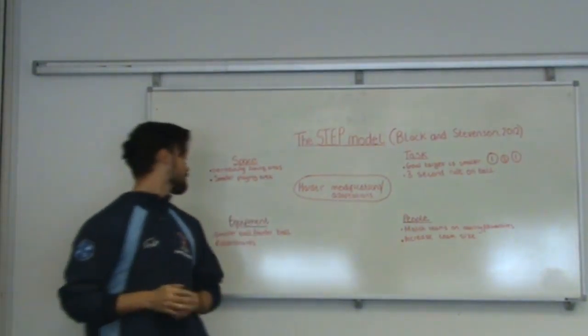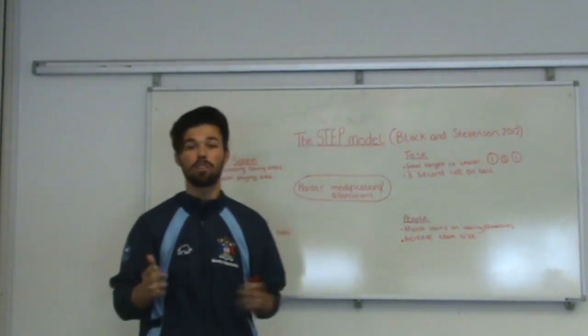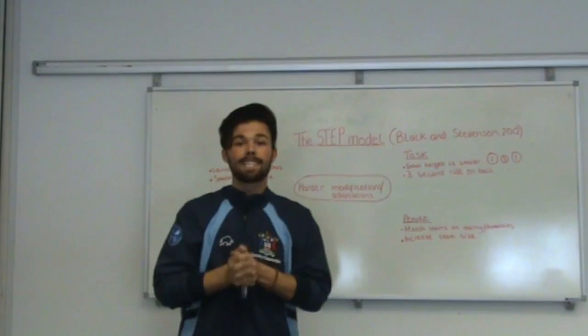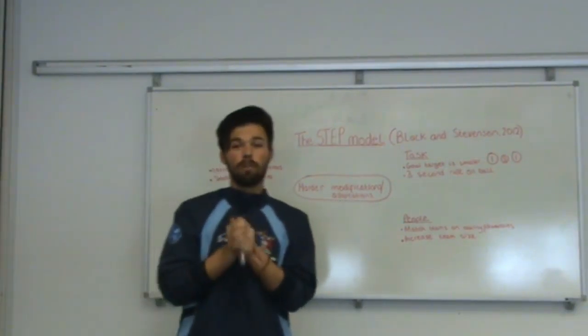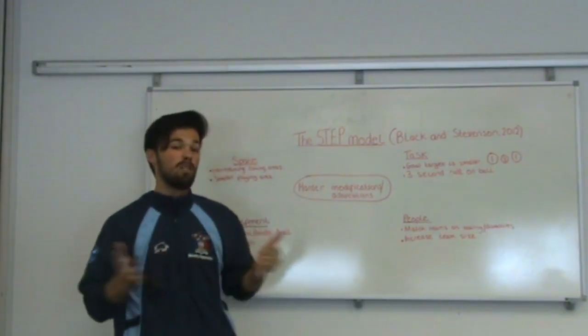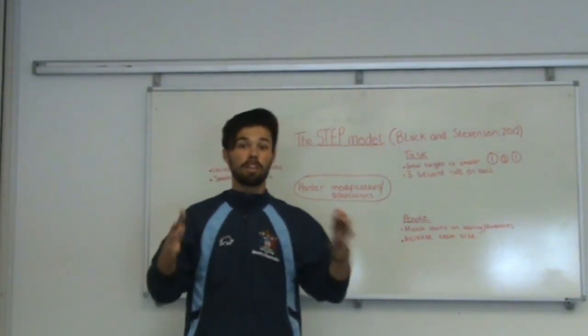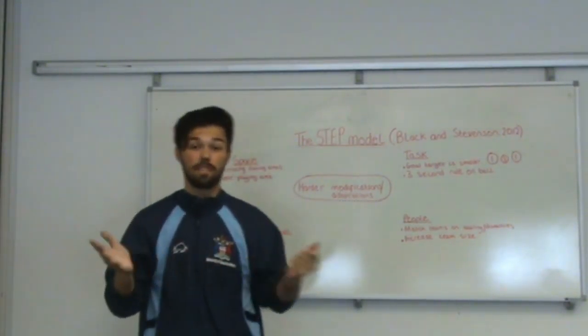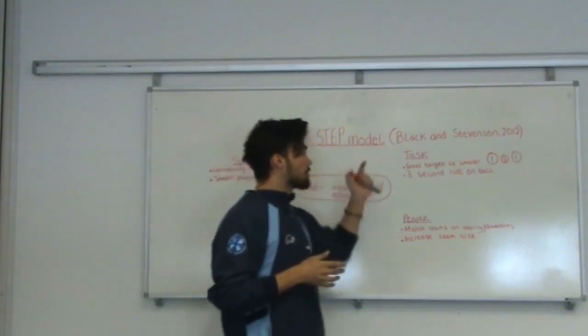On to the equipment. So a smaller ball and obviously a harder ball. A smaller ball means there's less surface area, so they've got to be more focused on the efficiency of their throw. Rollerballs, of course, we're going to have rollerballs because we've got to keep on including the pupils who have physical disabilities.